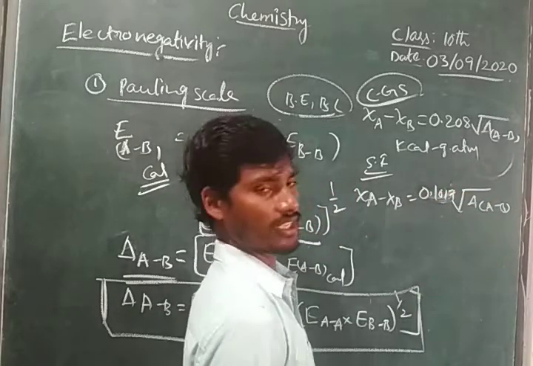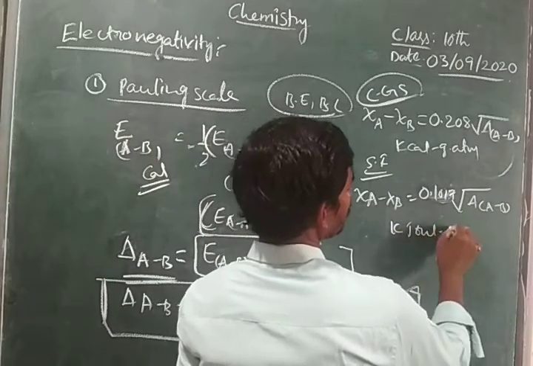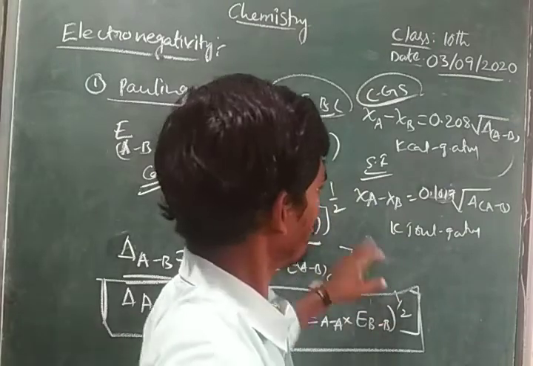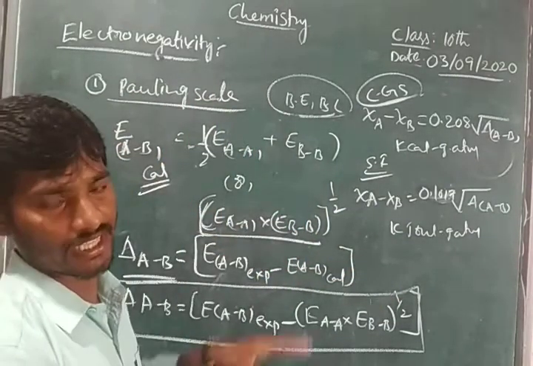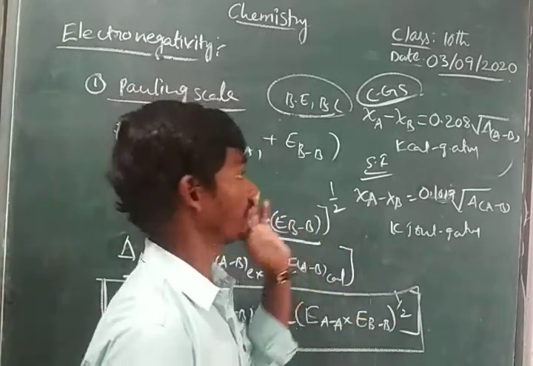0.1017 root over delta AB. It can be expressed in terms of kilojoule per gram atom. So this is the scale we have to consider as the Pauling scale. We have to follow the Pauling scale.